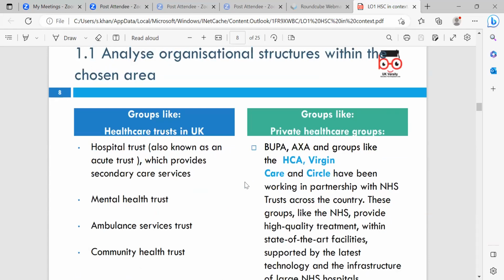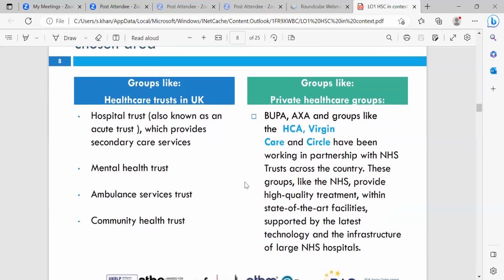1.1 is to analyse organisational structures within the chosen area. So we've got groups like Healthcare Trusts in the UK, which are Hospital Trusts, also known as Acute Trusts, which provide secondary care services, Mental Health Trusts, Ambulance Service Trusts, and Community Health Trusts. Then we've got groups like Private Care Groups, Bupa, and then we've got AXA, and groups like HCA, Virgin Care and Circle have also been working in partnership with the NHS Trust across the country.